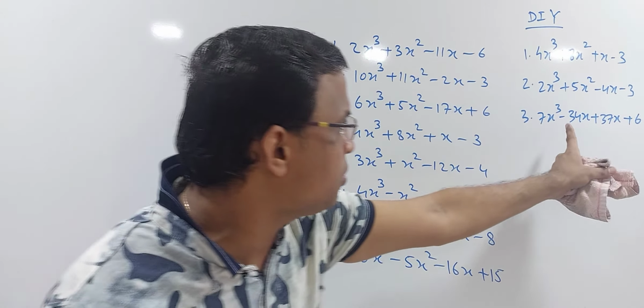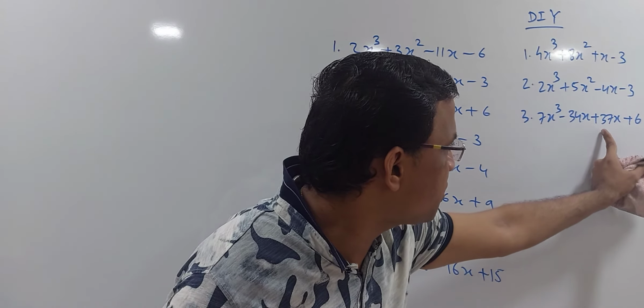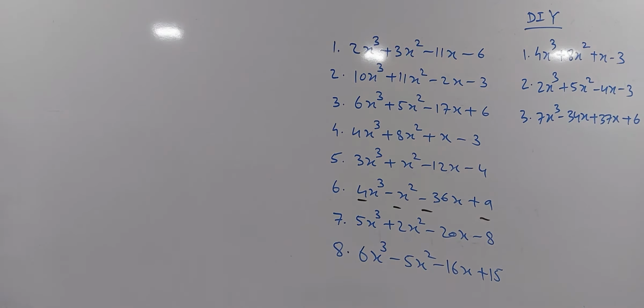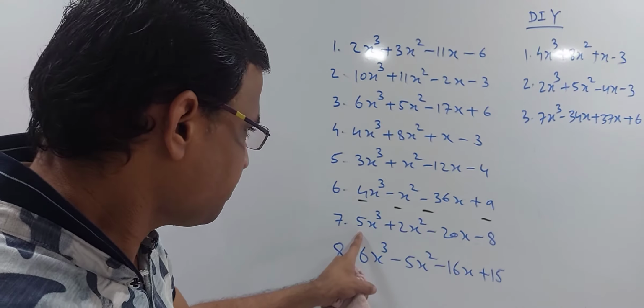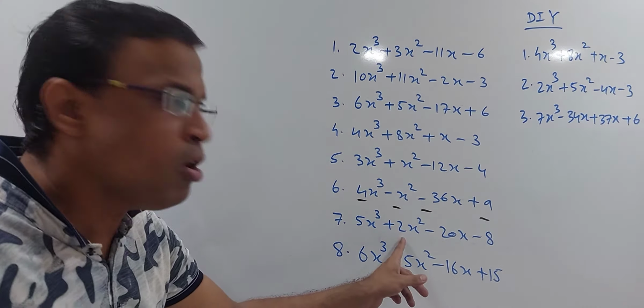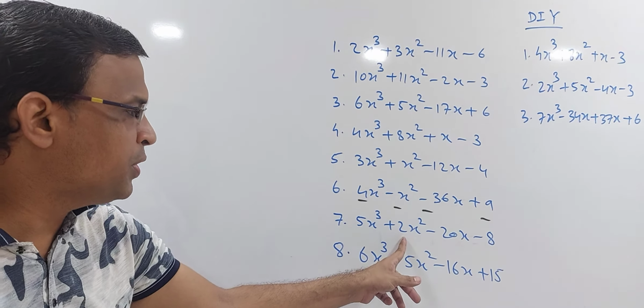This DIY is very good. 7 minus 34 plus 37. So having a bigger coefficient constant, you can check for that. Now this one, neither am I getting this as 1 or minus 1. I am not getting 1 or minus 1 here.